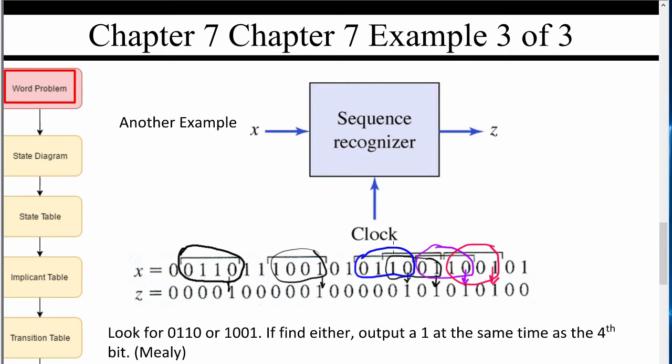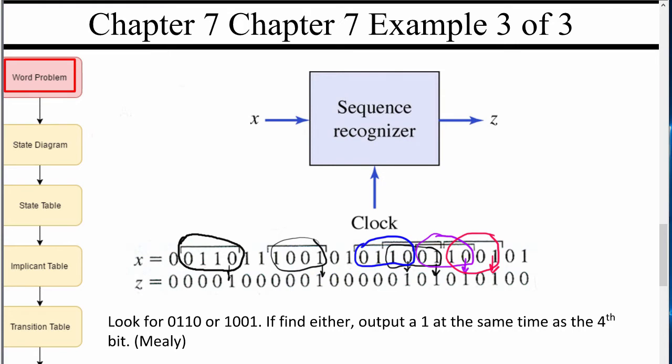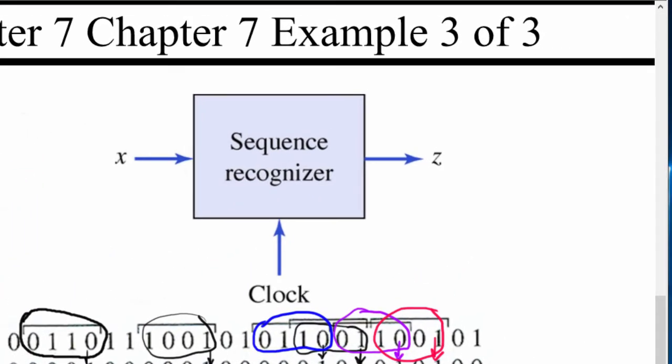So we had a blue, then a black, then a purple, then a red. They're all overlapping each other. So we've got to somehow build a state diagram that captures this. Okay, drawing the state diagram. So we're going to start off here, and we're going to assume we get this row first.